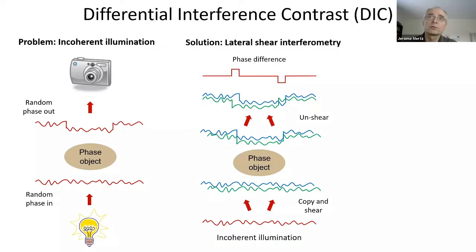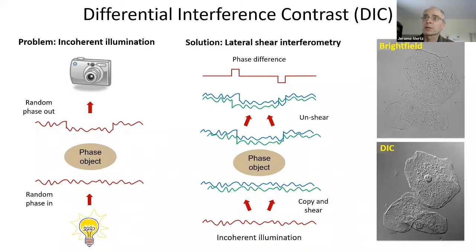But DIC uses a trick, and that trick is lateral shear interferometry. The idea is you take that incoherent illumination and you copy it with a beam splitter and shear those two copies relative to one another. You send the two copies through the phase object and then you recombine them. Then instead of looking at the phases in each copy, you look at the phase differences between the copies. And by looking at those phase differences, what you'll reveal is the edges of the phase object very nicely.